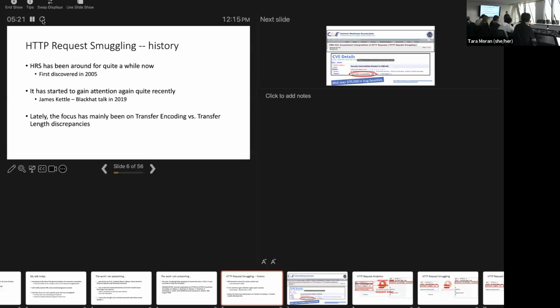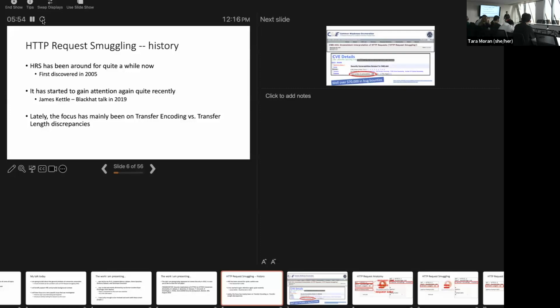And lately, if you look at the non-scientific work, it has mainly been on transfer encoding versus content length discrepancies. So these two headers that you have in HTTP, what happens if you start misusing them, right? People have specifically looked at that, but nobody had really looked into this more systematically. So in the first work that we published at CCS a while back, we looked at this systematically, and we were able to show that these issues actually occur not just for these headers, but are more general problems.